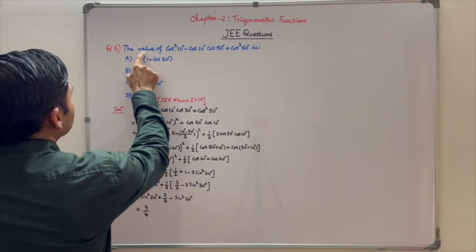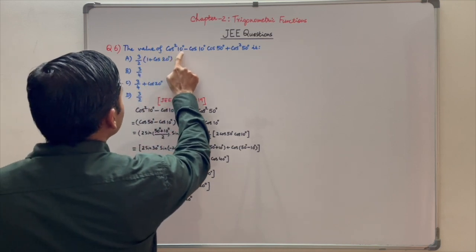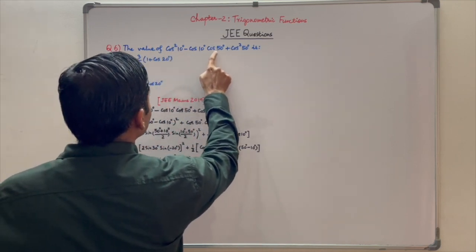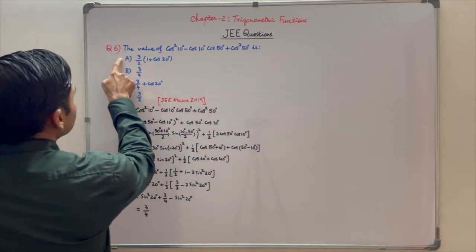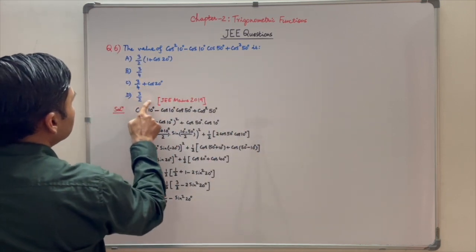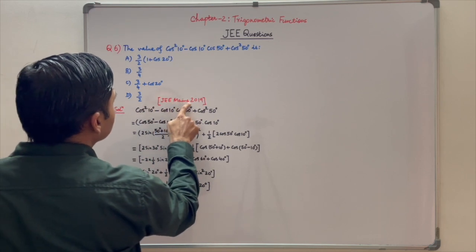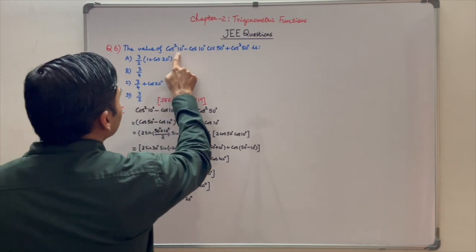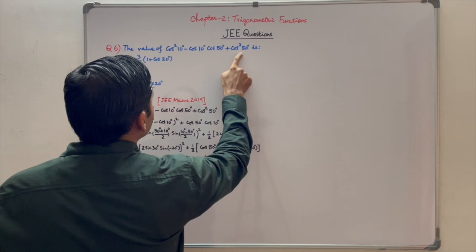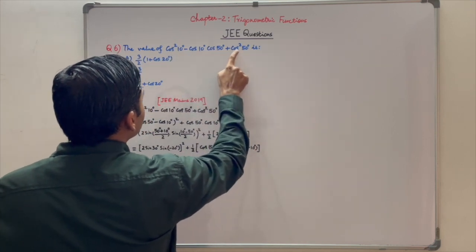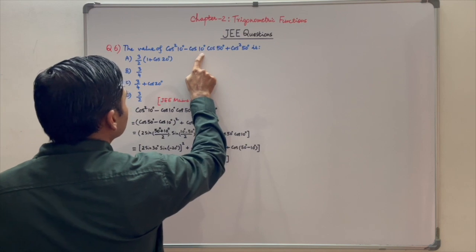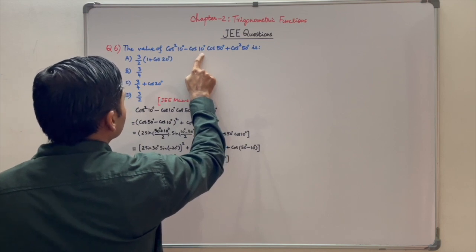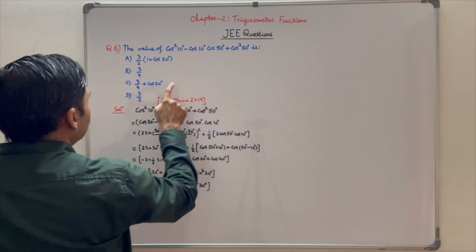Sixth question, the value of cos square 10 degree minus cos 10 degree cos 50 degree plus cos square 50 degree is. These are the options given. This question appeared in JEE Mains 2019. By looking at the expression, we can guess that it can be written in the form a square plus b square minus 2ab, and that is a minus b whole square. So let us do that.